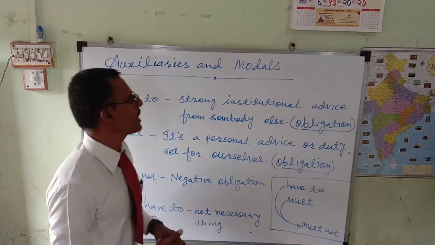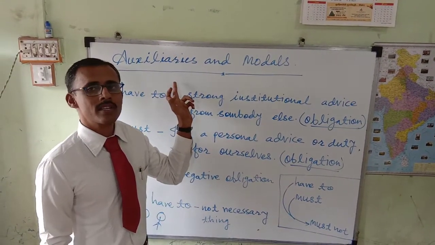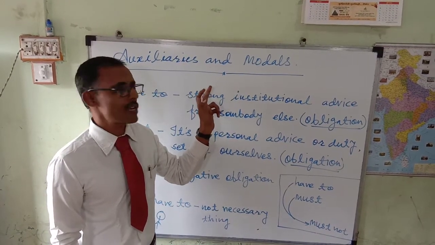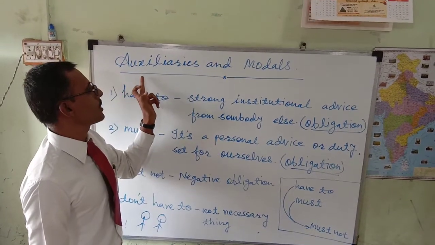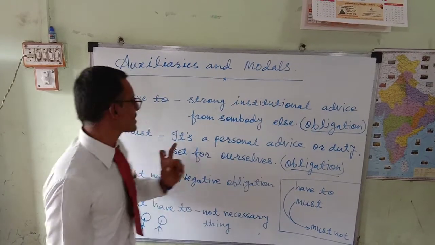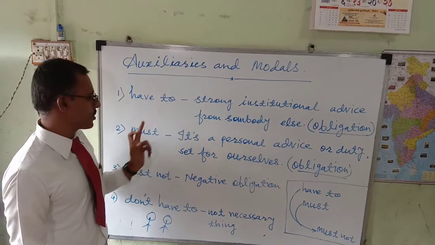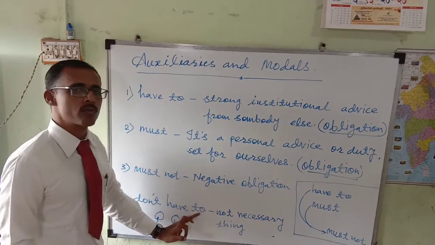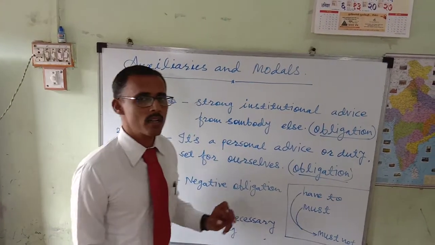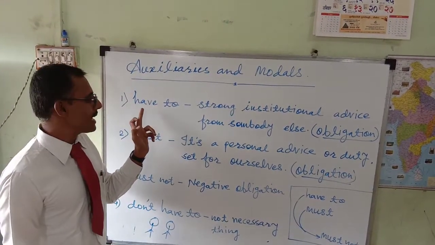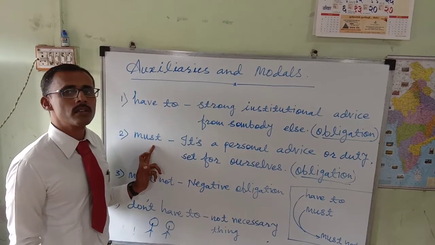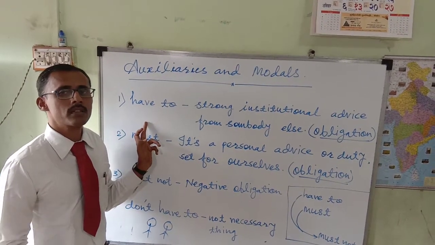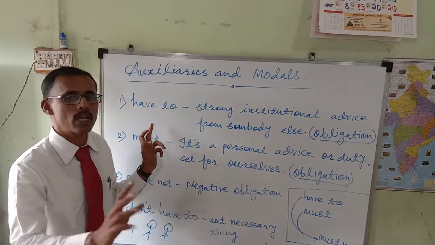In our previous period we completed the modal auxiliaries can, could, may, might, shall, and will. Now we are going to learn the auxiliaries and modals: the auxiliary have to, the modal must, and the auxiliary don't have to. You may think that have to and must are the same, but some basic difference is there. Both are not the same.